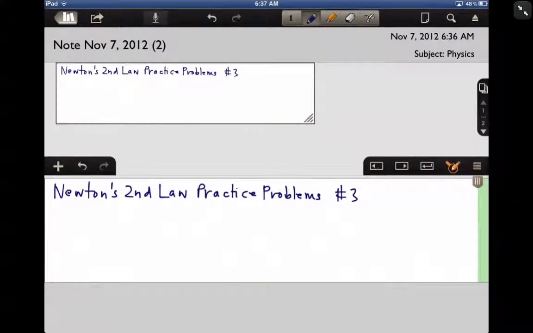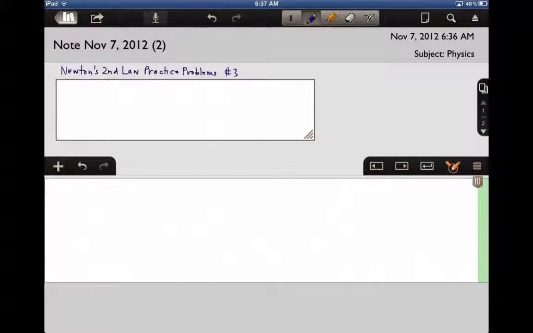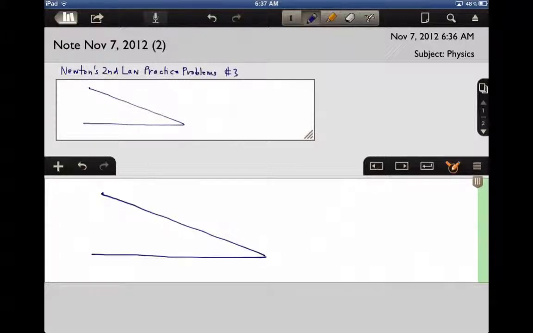So this is a video explanation of number 3 from the Newton second law practice problem worksheet. In this problem we have a rock on an incline. We have an incline that looks like this. There's a rock sitting on it.